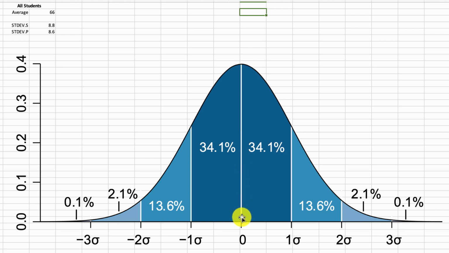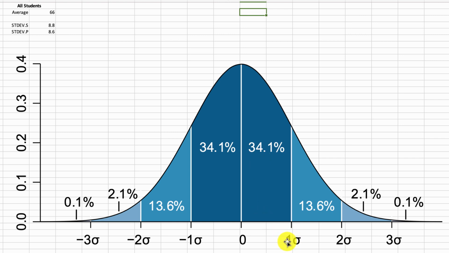But of course, no one's going to get exactly the average. They're going to get somewhere either higher or lower. This is where standard deviation comes in. Standard deviation is how much above or below the average this zone here is. So 34.1% above and below, that's one standard deviation.